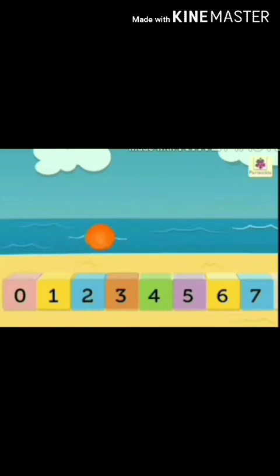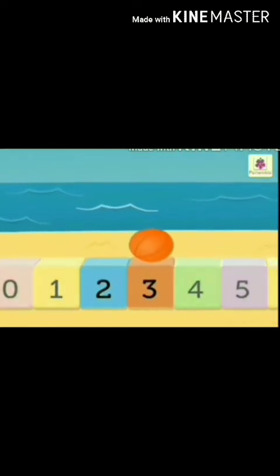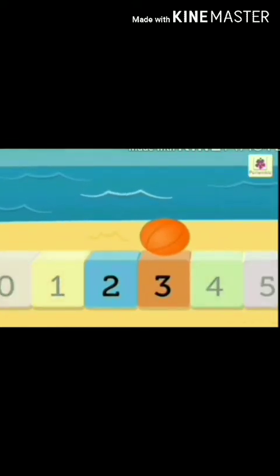Where is the ball now? It is on number 3. Which number will you get when you count backward one number? Number 2. Thus, 2 comes before 3.